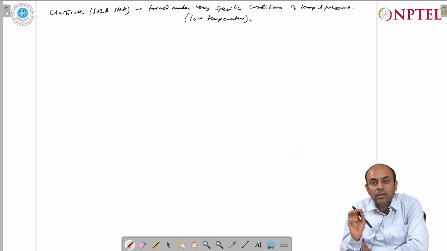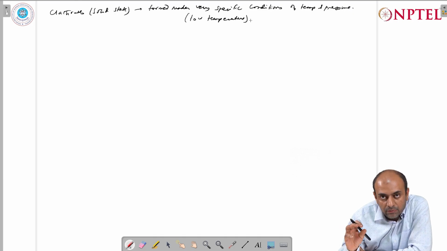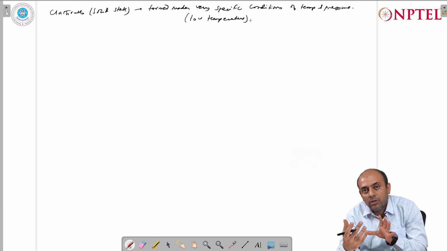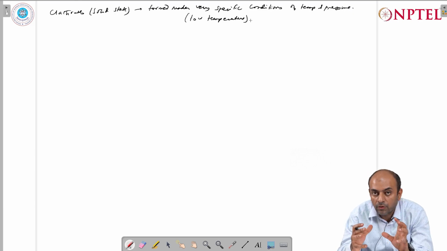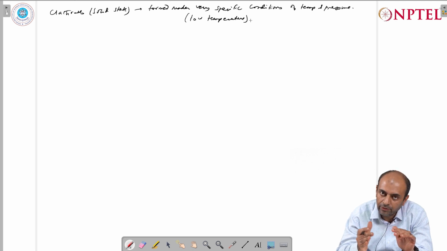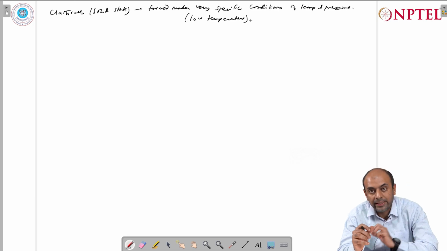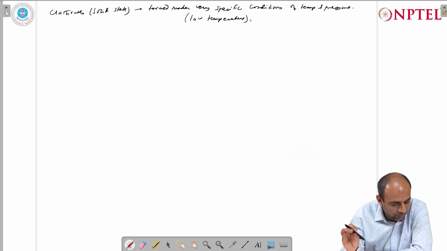The next most important property of these gas hydrates, which distinguishes them from the solvent molecule, is this. For example, here the solvent molecule is water. So water has its own set of properties. Water is a liquid at room temperature, and below 0 degree centigrade it freezes to ice. So the properties of this gas hydrate are very different from the properties of ice.